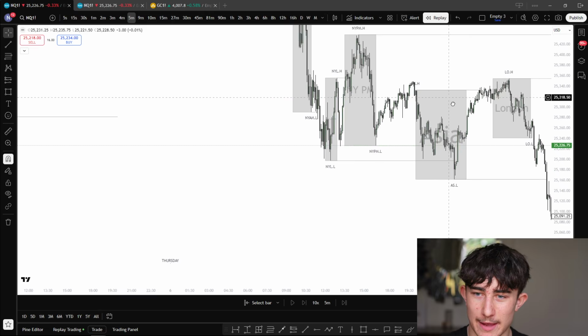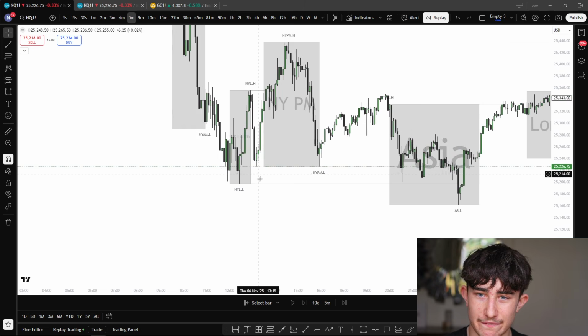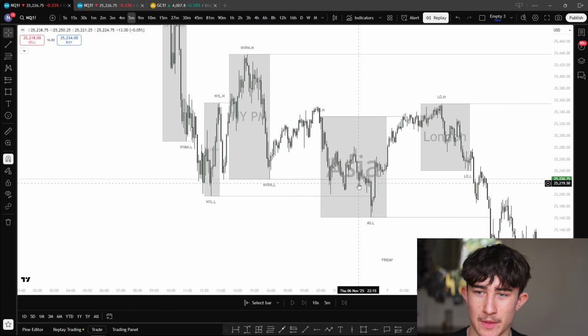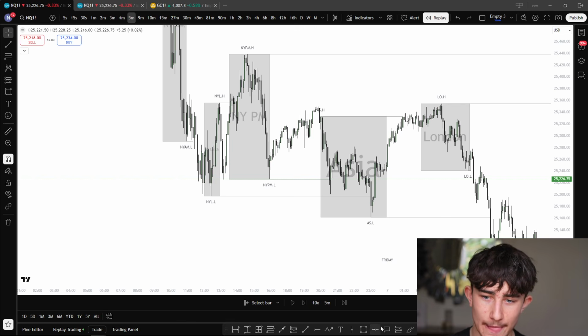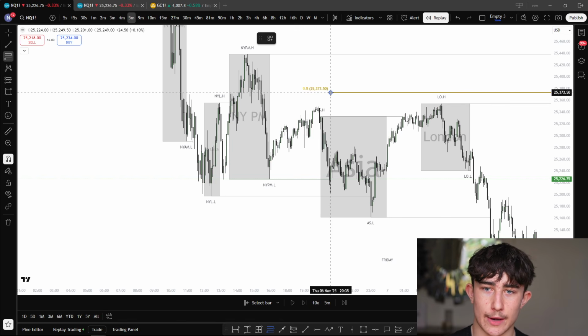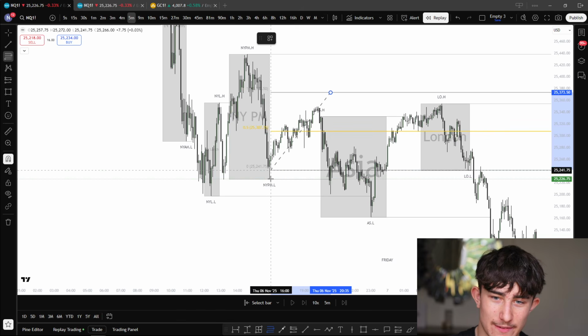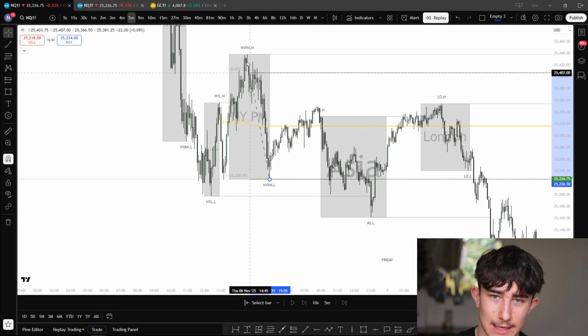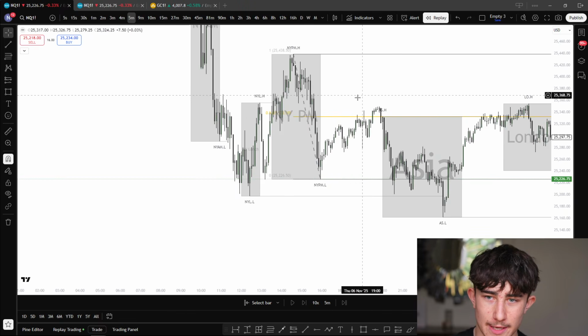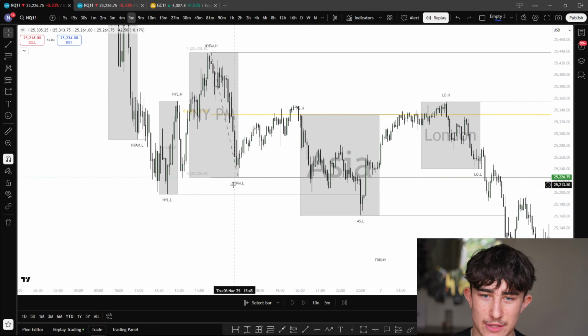Next, I want you to be paying attention to the 50% of these ranges. I want you to see how we're reacting to 50% of this range, 50% of that range, right? Because depending on the range, we will react differently. Like let's take 50% of this range. We can see this is a very, very key reference point.